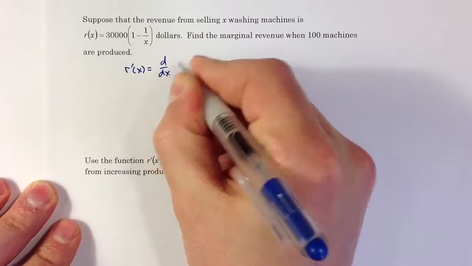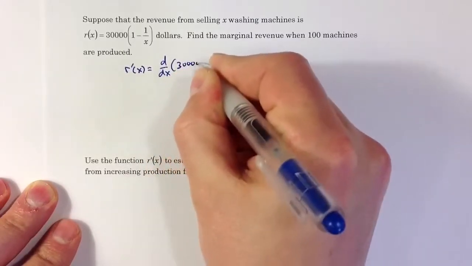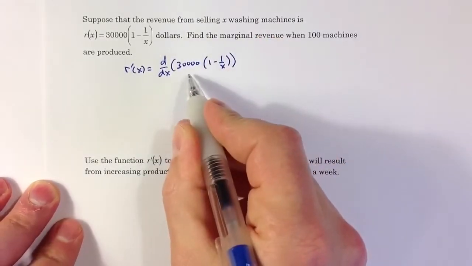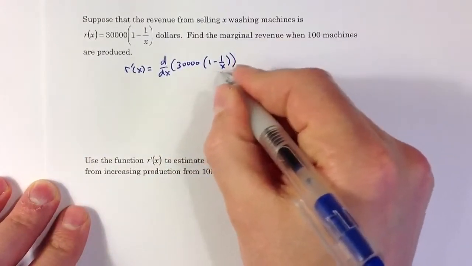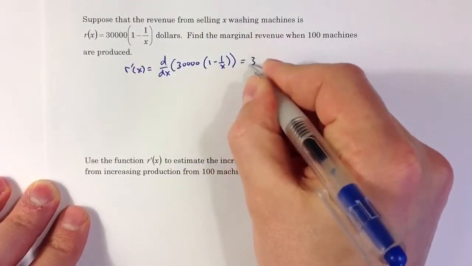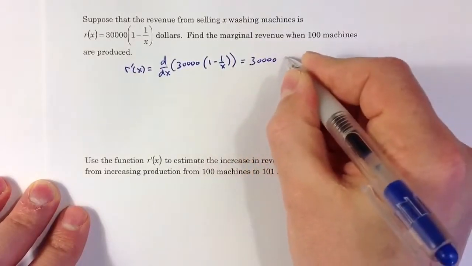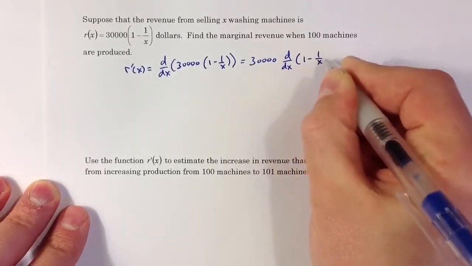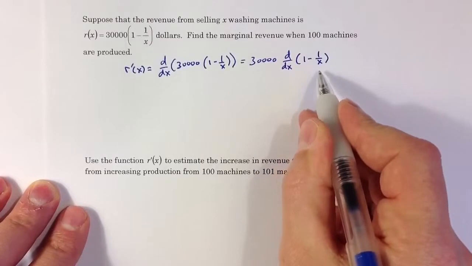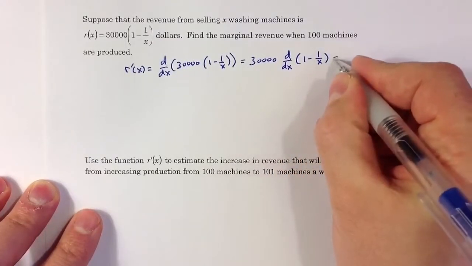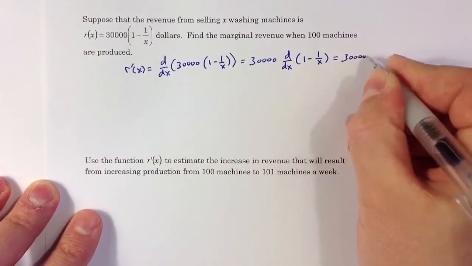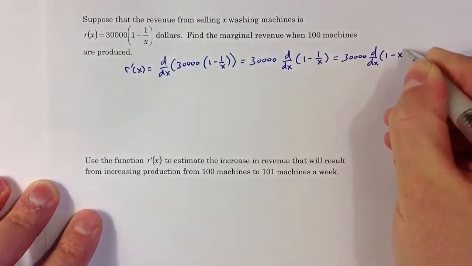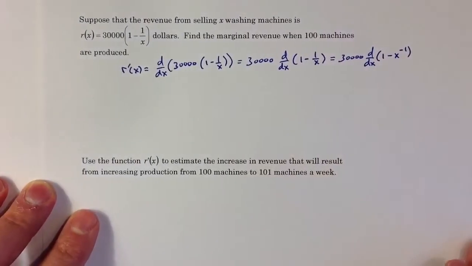So I want to take the derivative of 30,000 times 1 minus 1 over X. Using the constant multiplier rule, since 30,000 is just a constant that's multiplied by this other stuff, I can bring the 30,000 to the front and focus on taking the derivative of 1 minus 1 over X. 1 over X isn't a very nice form though. So let's rewrite this once more as 30,000 and 1 over X, I can write that with a negative exponent. It's the same as X to the negative first power.